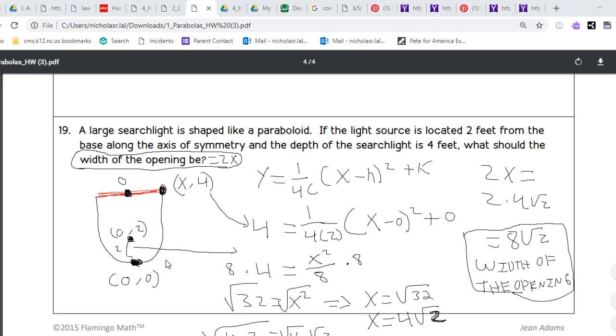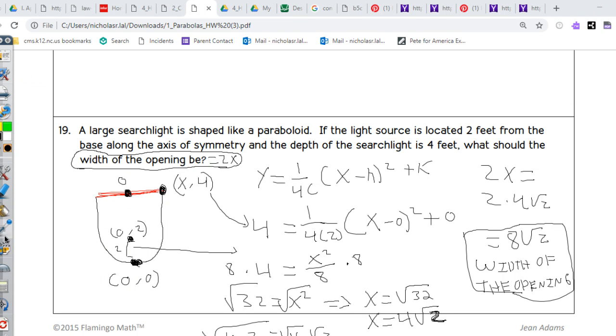So you've got to pick your center as 0, 0. You've got to know the y coordinate at the top is 4. You've got to know your focal length is 2. You have to plug that into the parabola equation and solve for x. And then you've got to know that 2x is what the question is asking for. Okay.